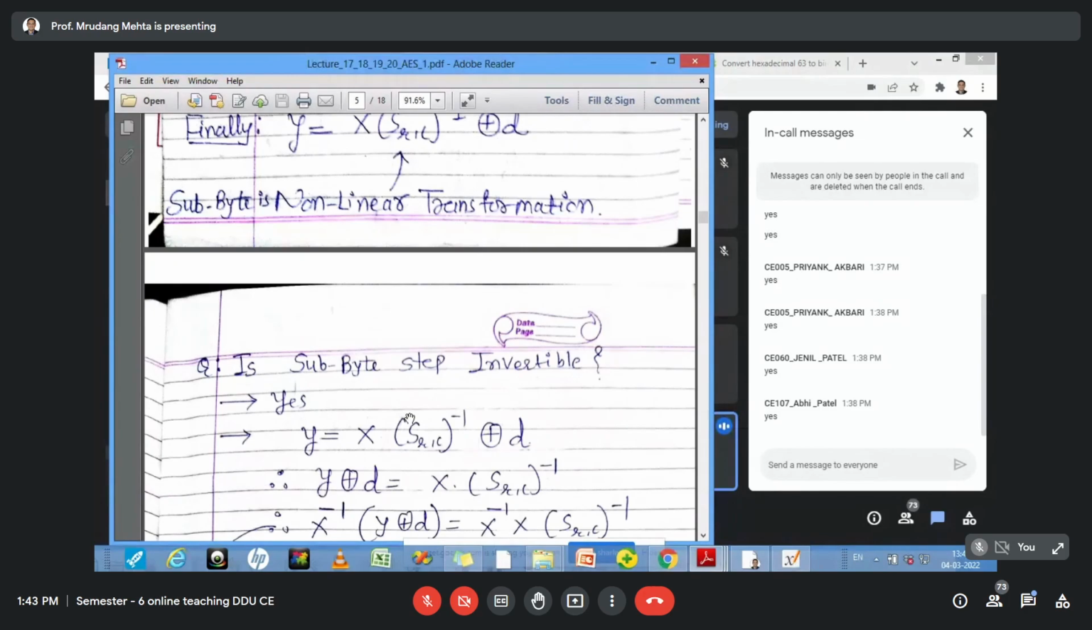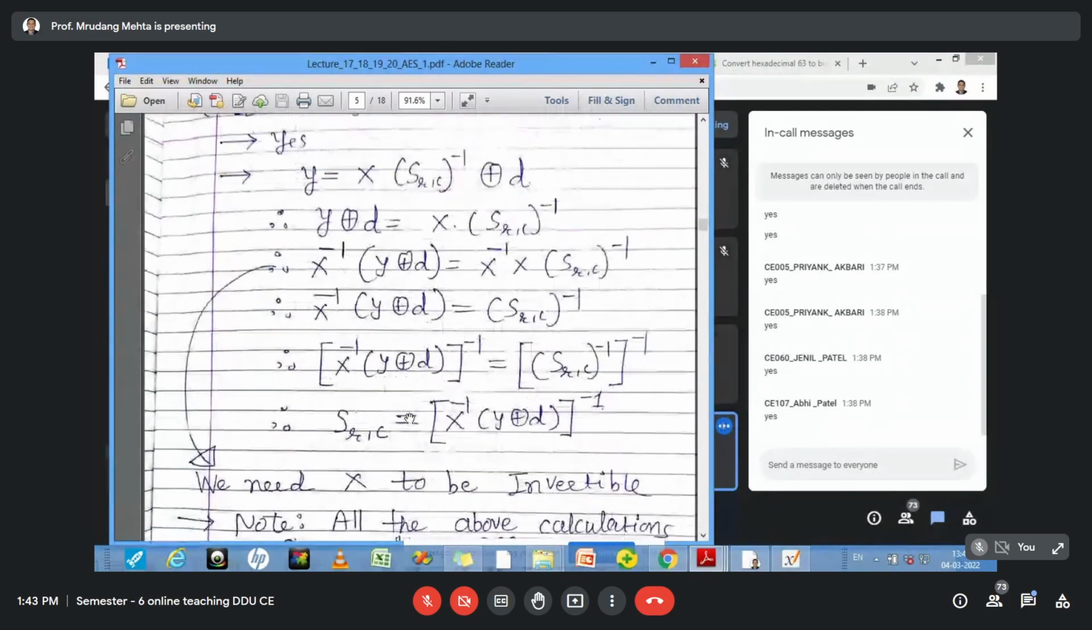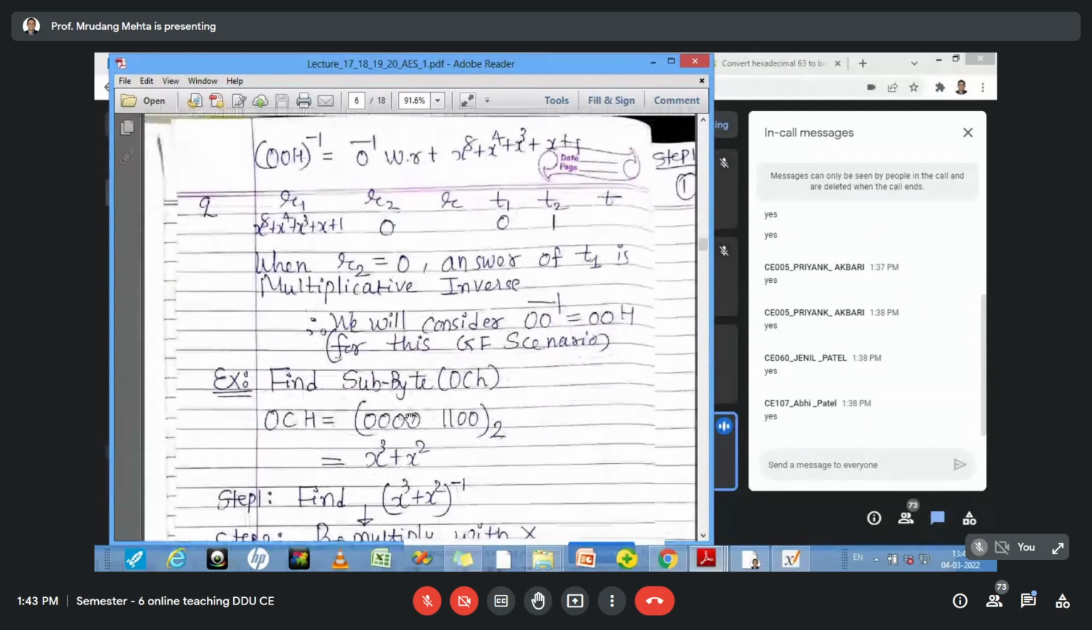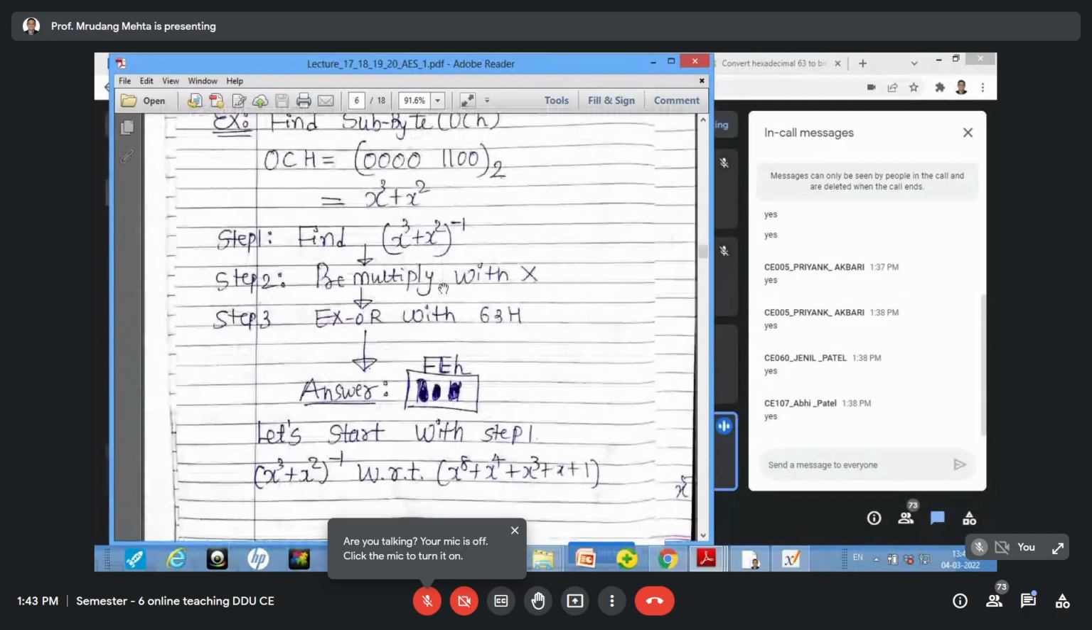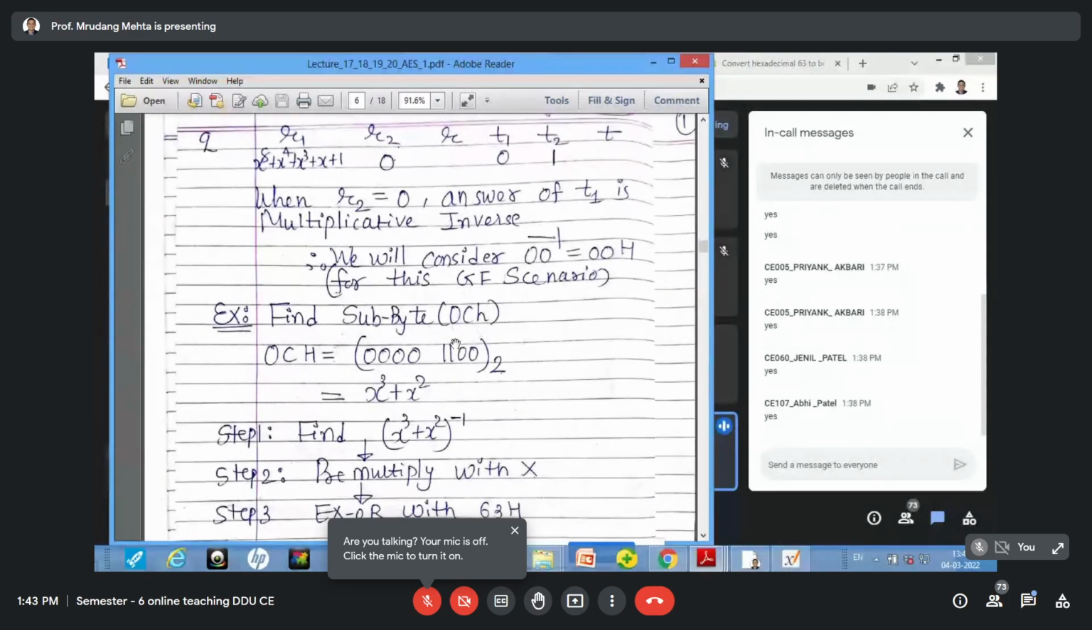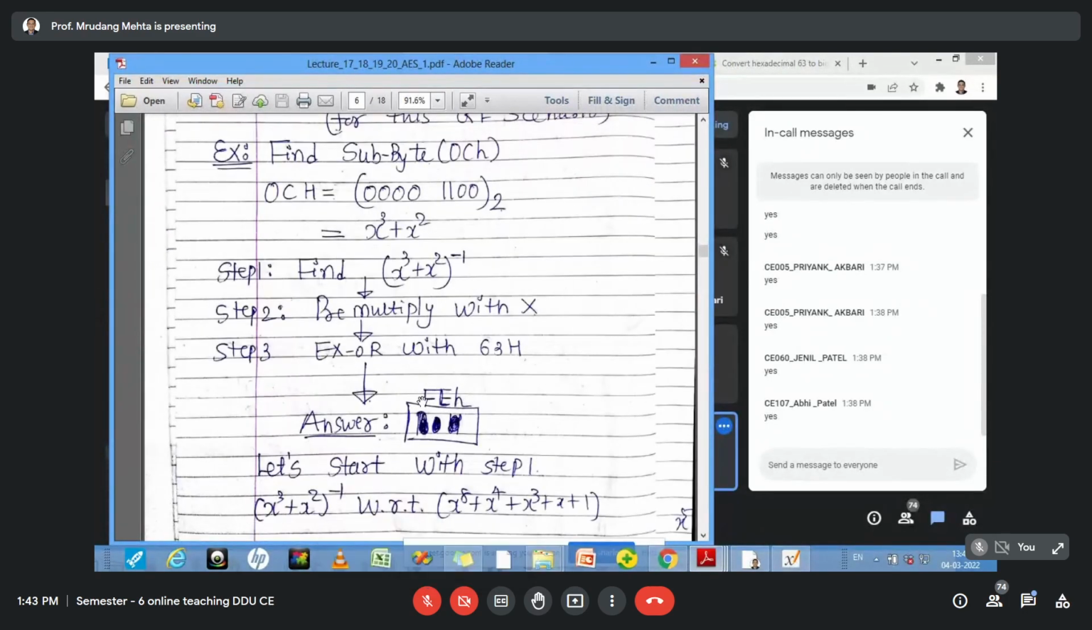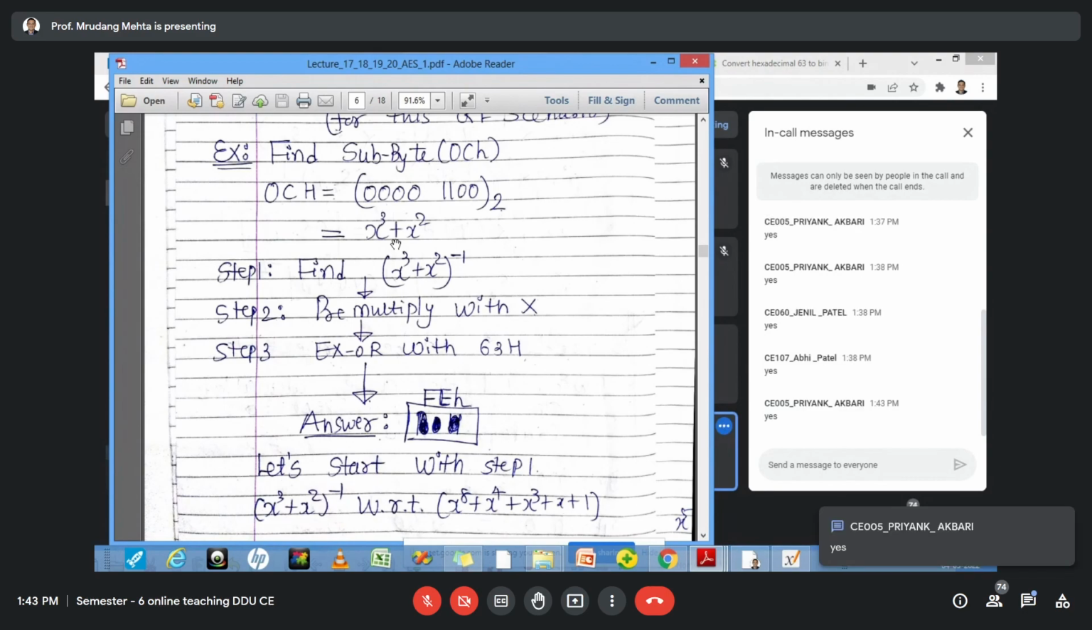Now sub-byte is a non-linear transformation, and that was discussed last time, and we had seen the process of how 0CH becomes FEH in byte transformation. So if you take 0C, first we have to convert it into binary, and this binary is converted into a polynomial. First tell me that you have understood how to convert this binary into a polynomial. You have understood this binary to polynomial? Last time I explained to you the binary to polynomial conversion.